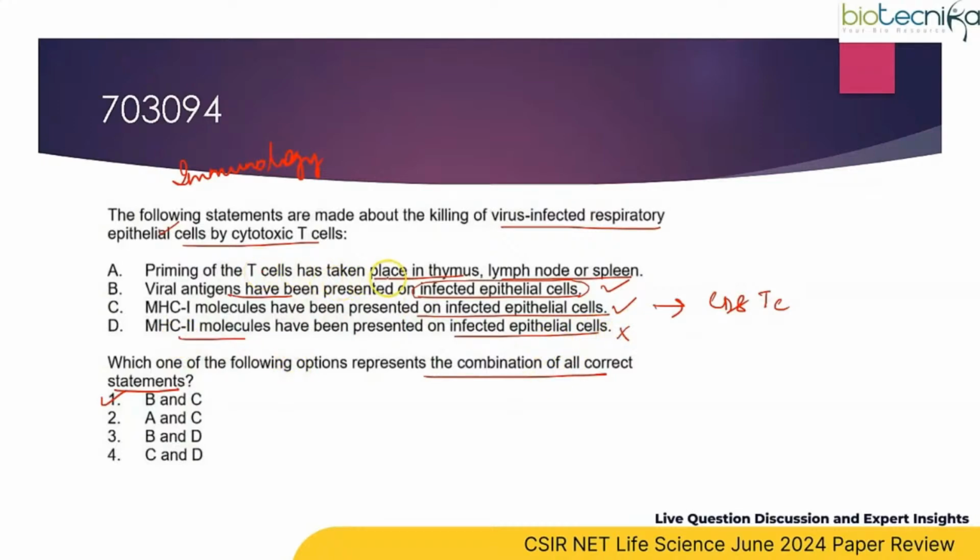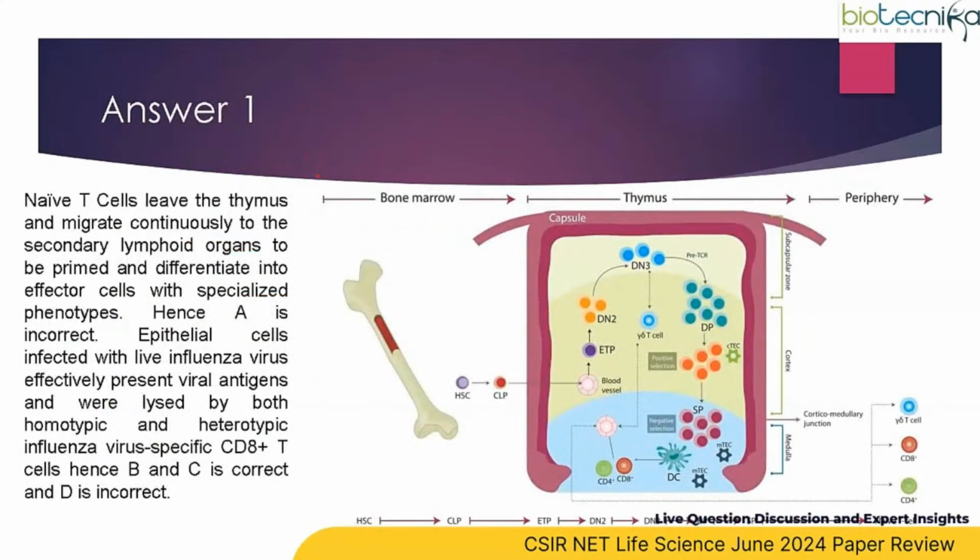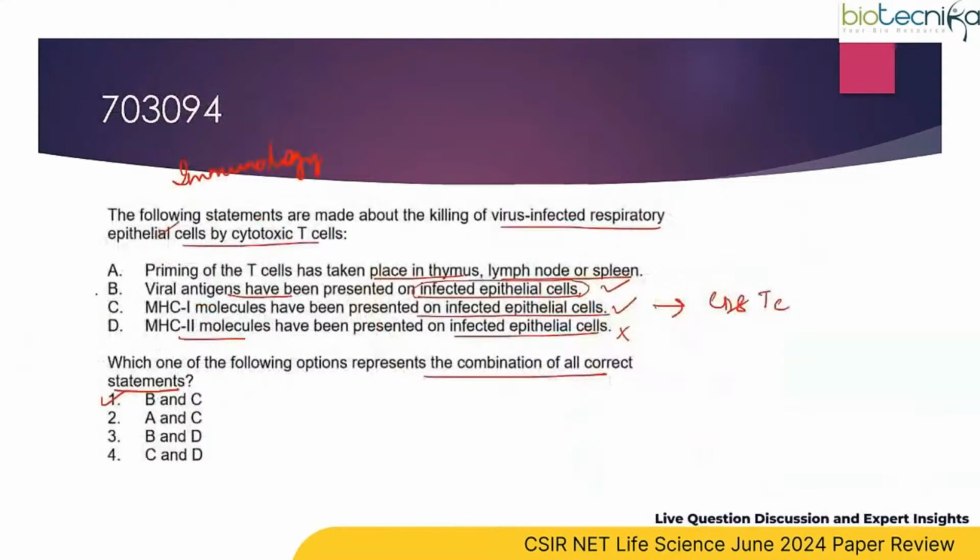Now D is talking about MHC2, so that is not happening, so D is not correct. Priming of the T cells have taken place in thymus, lymph node or spleen. Now again, this is not a correct statement, okay, because when the development is occurring, the naive T cells leave the thymus and then they migrate to the secondary lymphoid organ. So that is where they are primed and differentiate into effector cells with certain specialized phenotypes. So again, A is incorrect over here. Okay, because here it is mentioned that priming takes place in thymus, so this is incorrect.